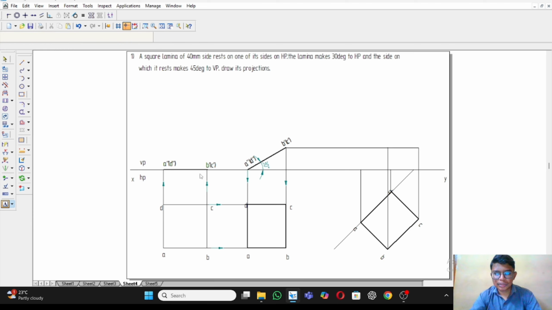Let's first name the part. A dash. This is B dash. C dash. And this part is B dash. Finally, we have to join this projection.